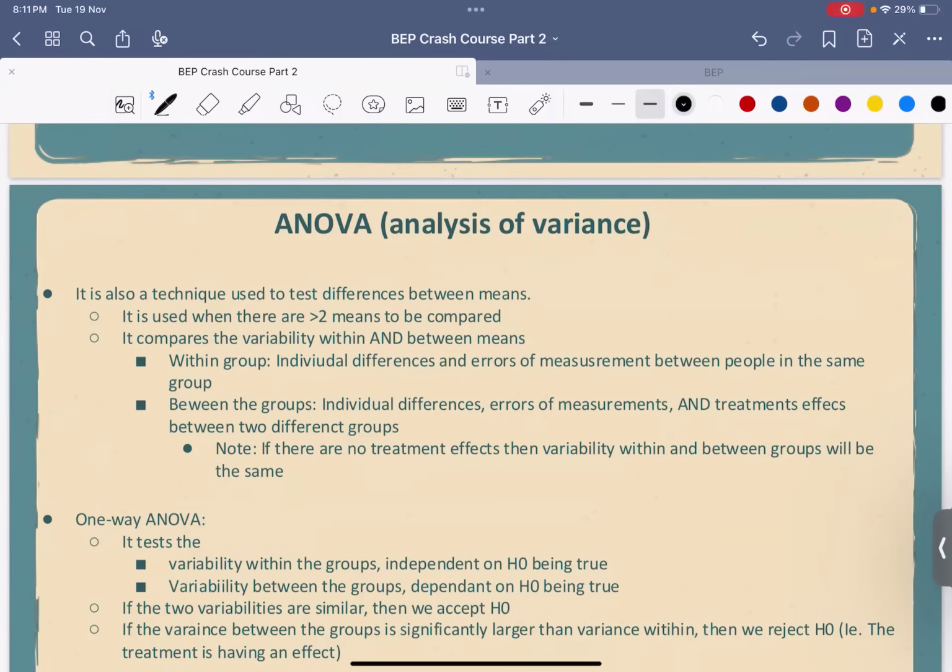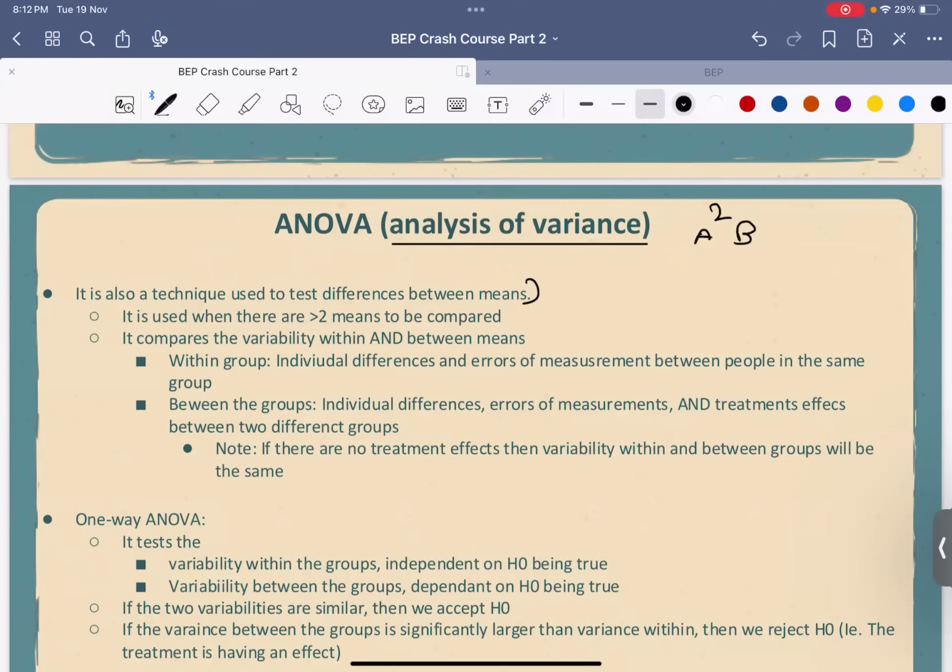Okay. So ANOVA. What is ANOVA? ANOVA just stands for analysis of variance. It's just a fancy way of saying it. We're analyzing the variance. It is also a technique used to test differences between the means. This is a continuation of last lecture, actually. Last lecture, we were comparing the two means, A and B. We cannot compare more than A and B.